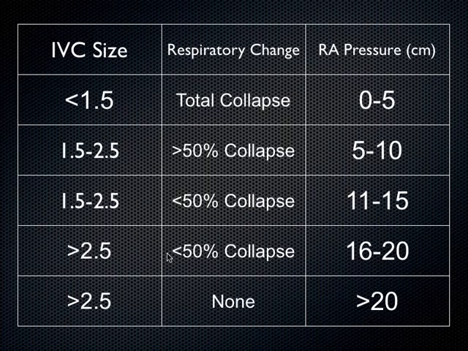So if the IVC is really, really small and you breathe in, it collapses down, then your right atrial pressure is really low and you need some fluids. And then you've got all these numbers here. When it's really big, like more than 2.5 centimeters, you can measure with the calipers, and then the patient breathes in and it doesn't move at all, then their CVP is over 20. Just kind of put that in the back of your mind. We're going to come back to this quite a bit.